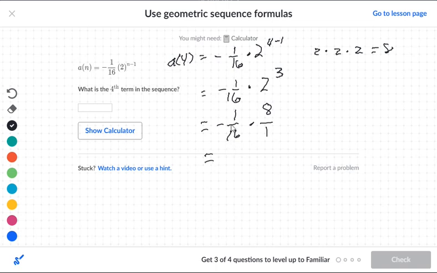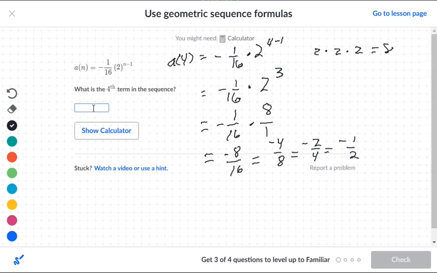Since this is a fraction, we can make this into a fraction. We can go ahead now and multiply this out. So we take the negative 1 times 8, which would be negative 8/16. I just multiply the top, multiply the bottom. Now since they're both even, we can divide by 2. So it's negative 4/8. Divide by 2 again, it's negative 2/4. Divide by 2 again, and it's negative 1/2. So our fourth term would actually be negative 1/2.